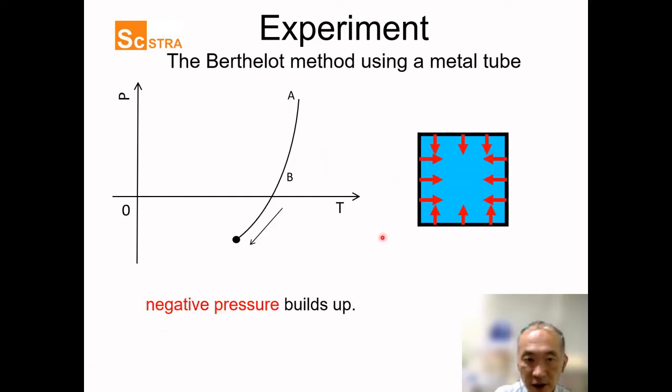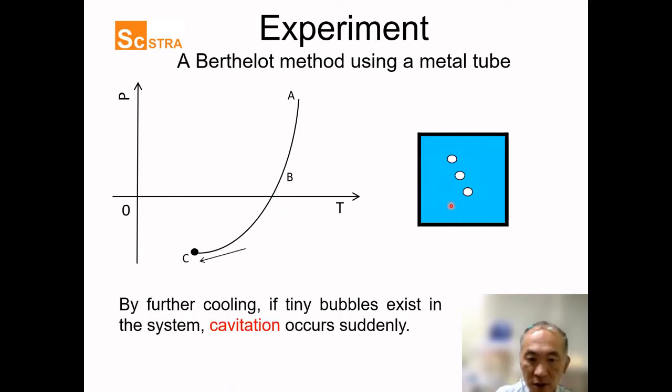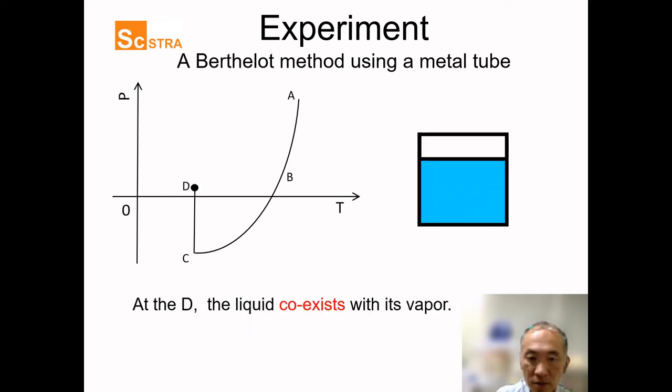And with further cooling, negative pressure builds up. On the graph, the pressure decreases like this. By further cooling, if tiny bubbles exist in the system, cavitation occurs suddenly. On the graph, cavitation occurs at the C, and the pressure jumps sharply to the D. At the D, the liquid coexists with its vapor, like this.